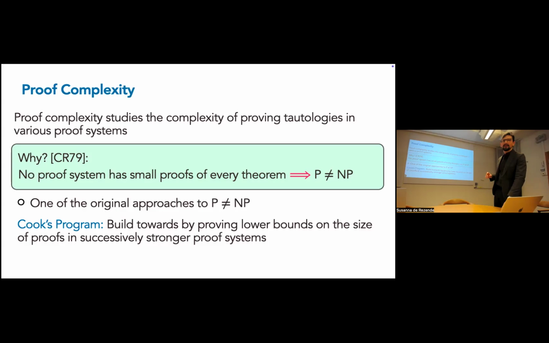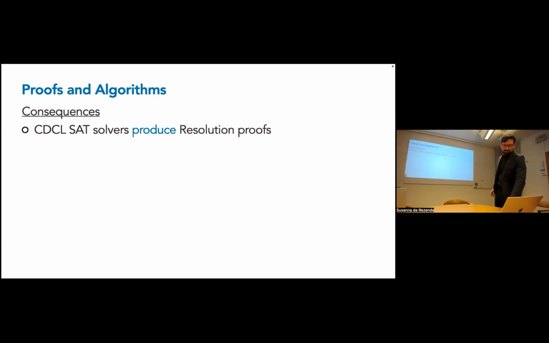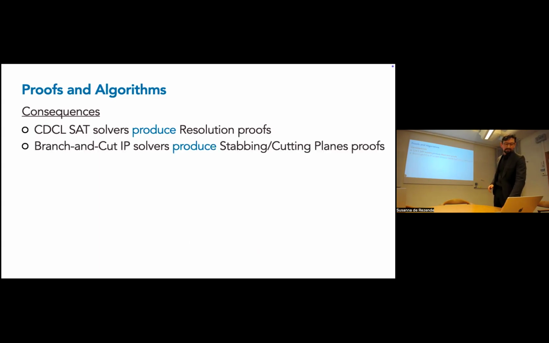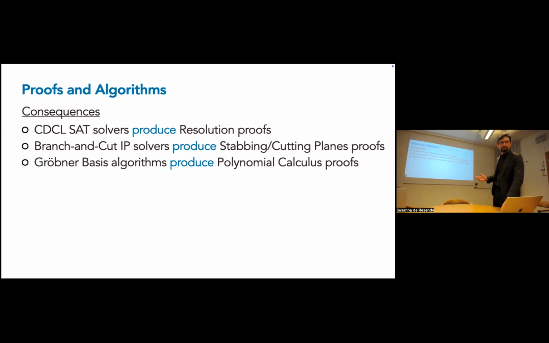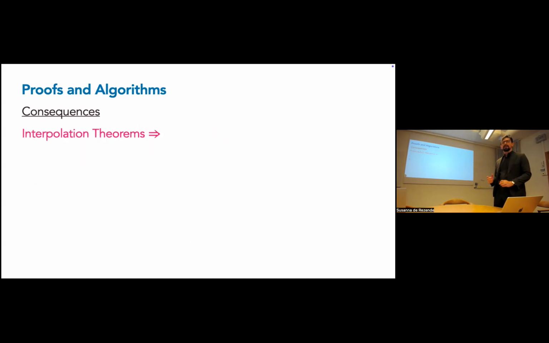Luckily, the size of proofs in specific proof systems is very intimately connected to the complexity of important algorithms. These connections have seen consequences like CDCL SAT solvers, which are the common algorithm for SAT, produce resolution proofs. Branch and cut integer programming solvers produce stabbing planes and cutting planes proofs. Gröbner basis algorithms produce polynomial calculus proofs, and Lasserre relaxations or sum of squares relaxations produce sum of squares proofs. There have also been connections between proof complexity and circuit complexity.